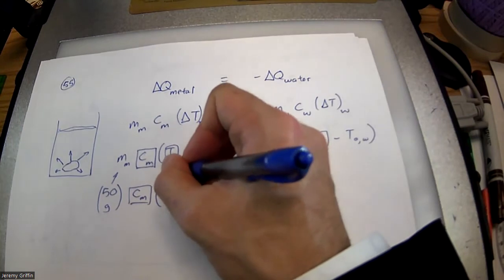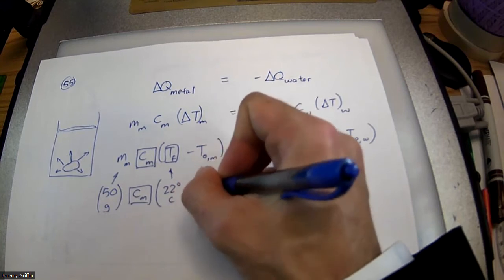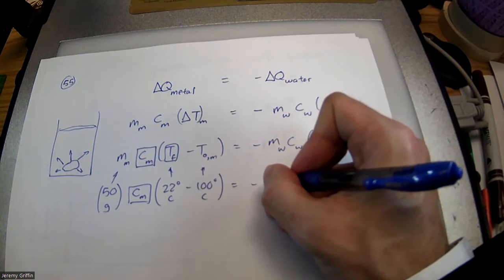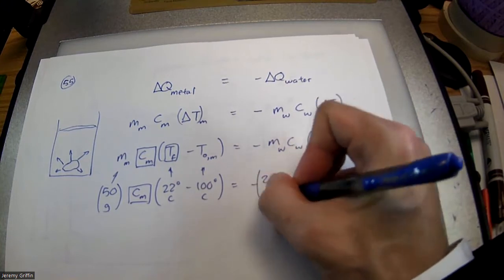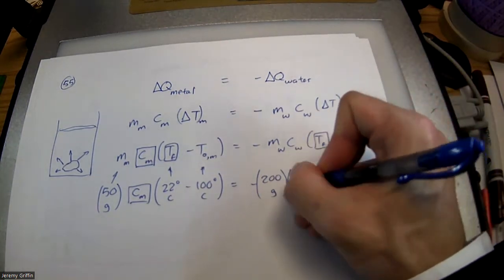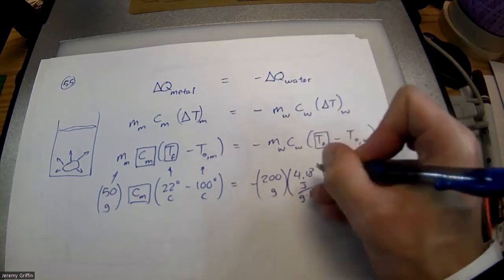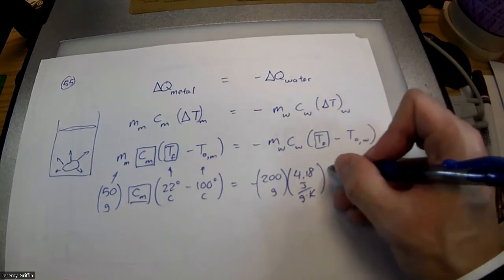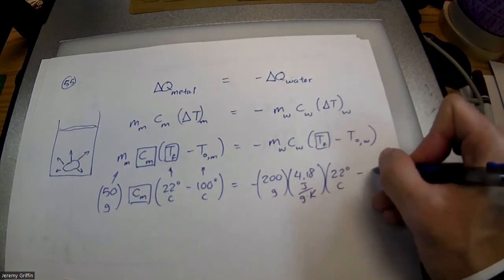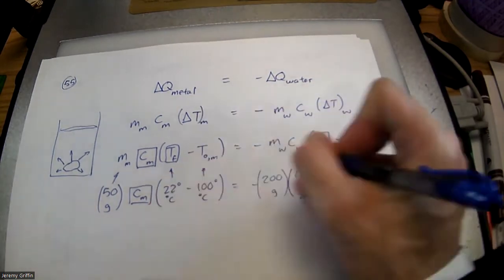The final temperature on my page says 22 degrees Celsius, and that came from 100 degrees Celsius for the metal. Equal to, my mass of water was 200 grams of water. That's also 200 milliliters of water, also 200 cubic centimeters of water. Specific heat of water is 4.18 joules per gram Kelvin. I'm using the one with the grams in it, 4.18. And then the final temperature was also 22 degrees Celsius. That was the equilibrium temperature, but it rose from 20 degrees Celsius.